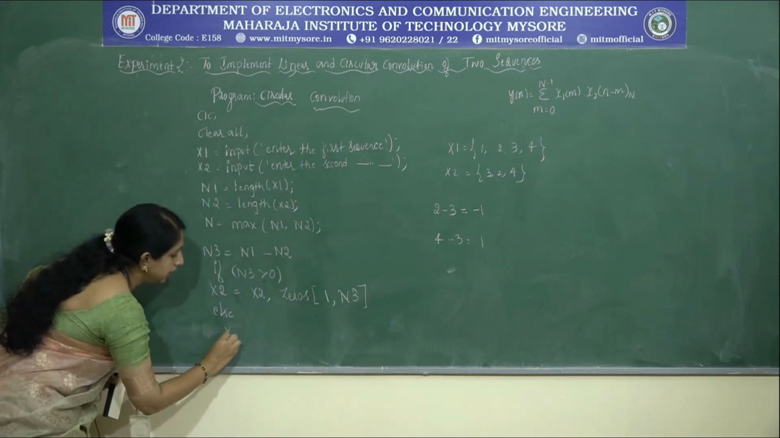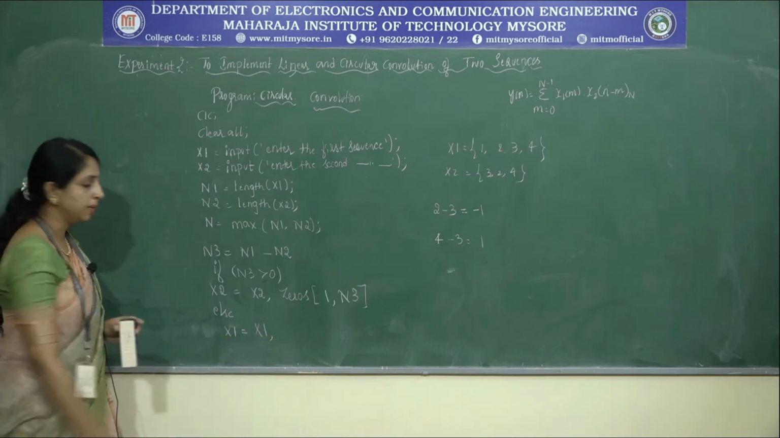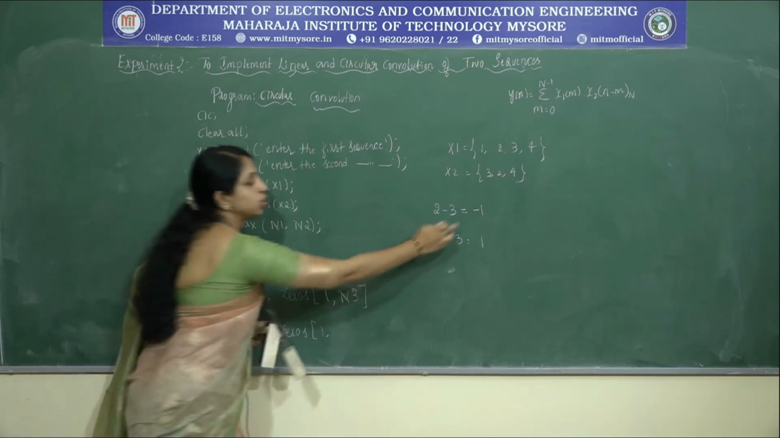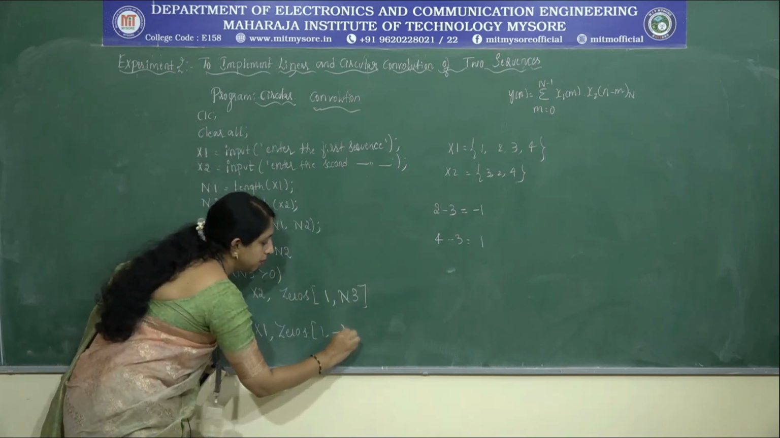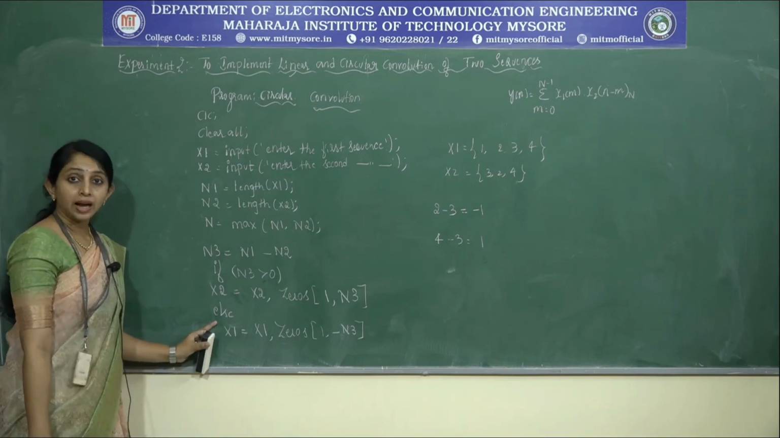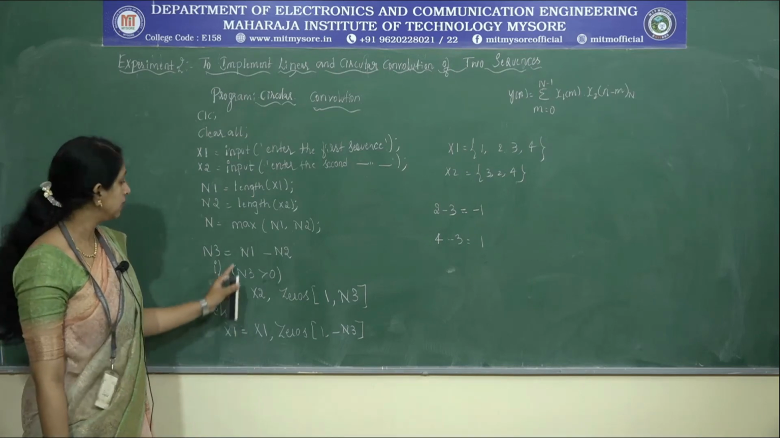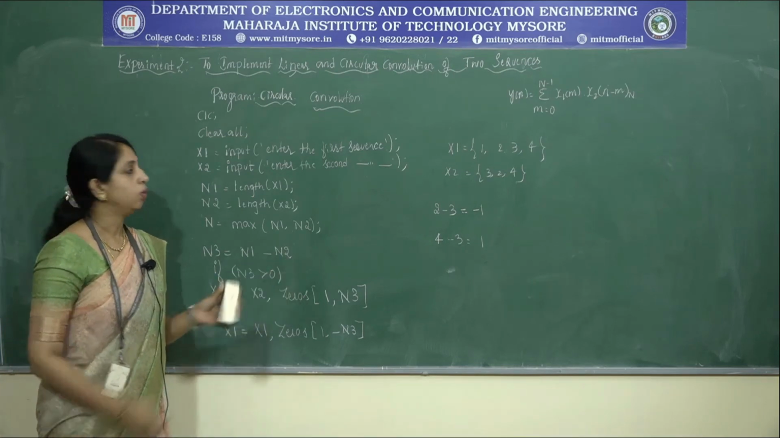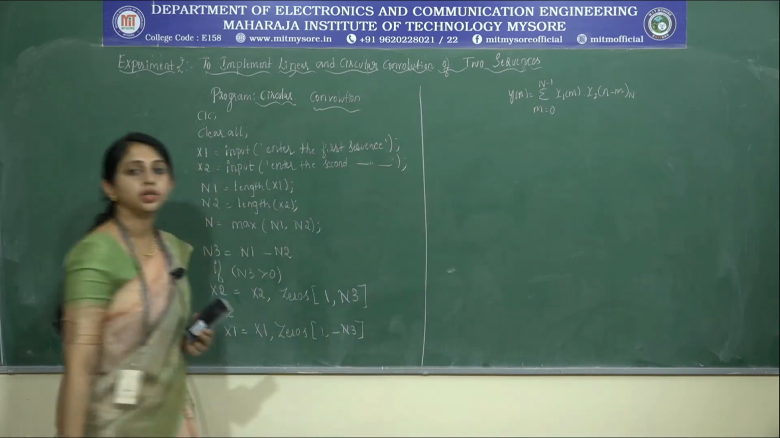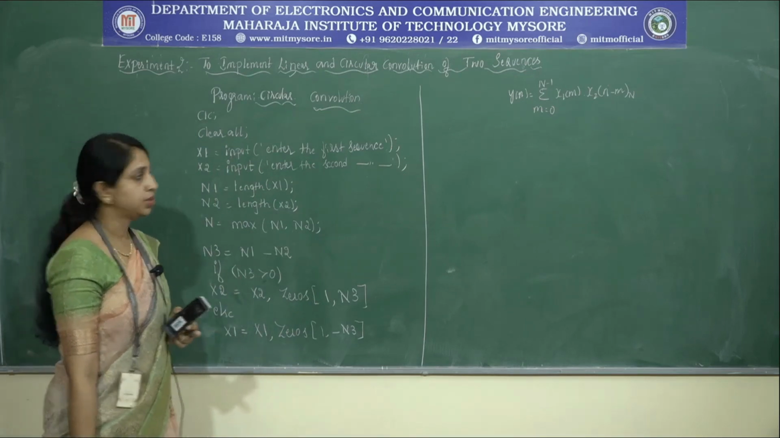So, here write x1 is equal to x1 comma zeros of 1 comma, and the negative value should be added. So, you can take it as minus n3. So, this is the condition of padding zeros to the given sequences in the case of unequal length based on the difference. Now, after this, you can go for displaying the values with respect to the output.